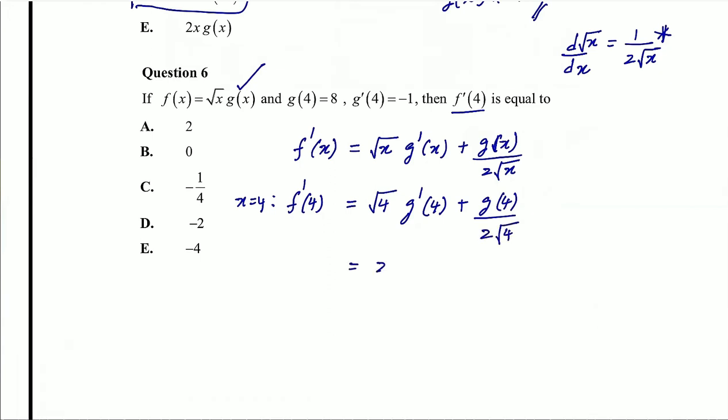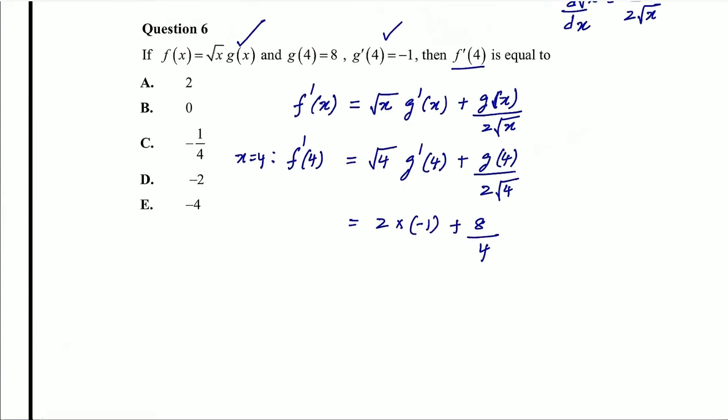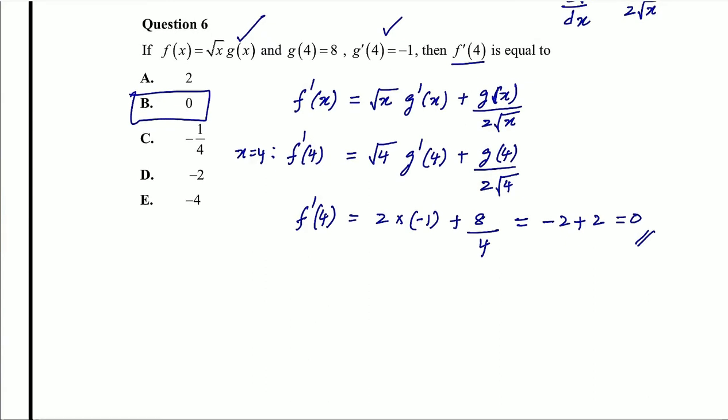This is going to be 2 times g dash 4, which is given here as minus 1, plus g 4, which is given as 8, divided by square root of 4, which is 2, and 2 times 2 is 4. So your answer would be minus 2 plus 2, the answer is 0. So f dash 4 is 0. I hope you understand that question.